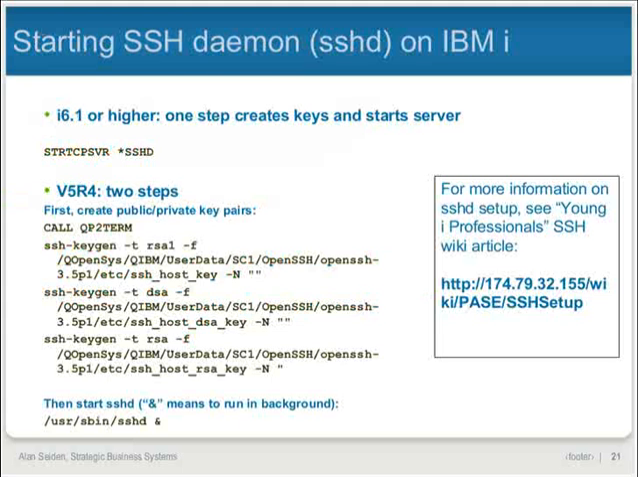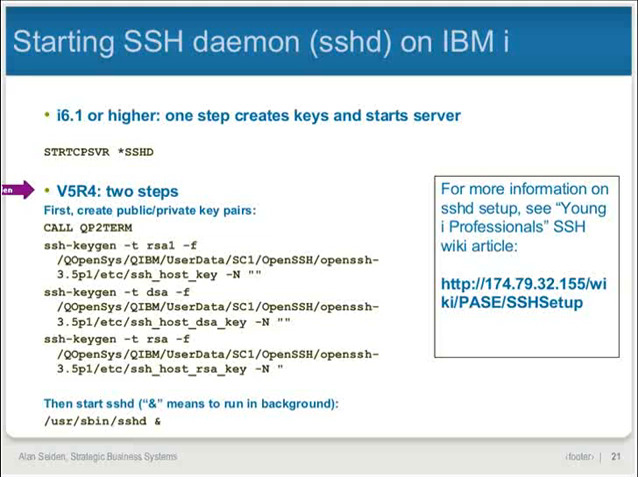I will give credit to the Young i Professionals. I think Tony Carnes actually posted this wiki article. This is where the article is. Brian May has also popularized this. If you're on 6.1 or higher of IBM i operating system, it's really, really easy. That's why it's good to keep your operating system up to date. One command, START TCP SERVER, START SSHD. That creates the public private key pairs you need, and it starts the server for you. Very easy.